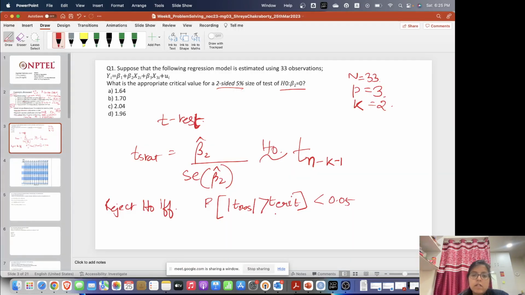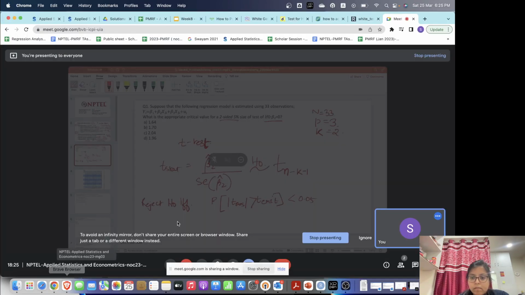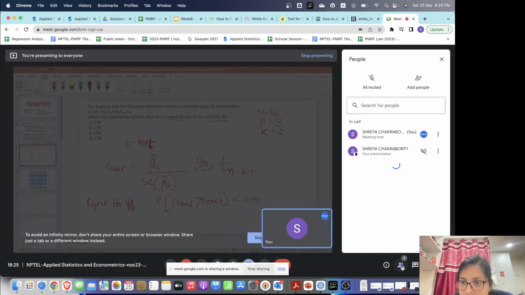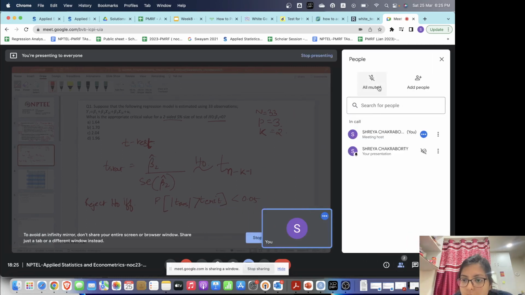Is my screen visible? Hello? There seems to be some issue.